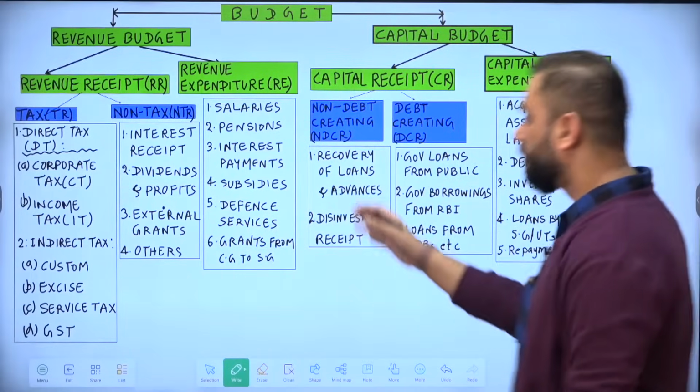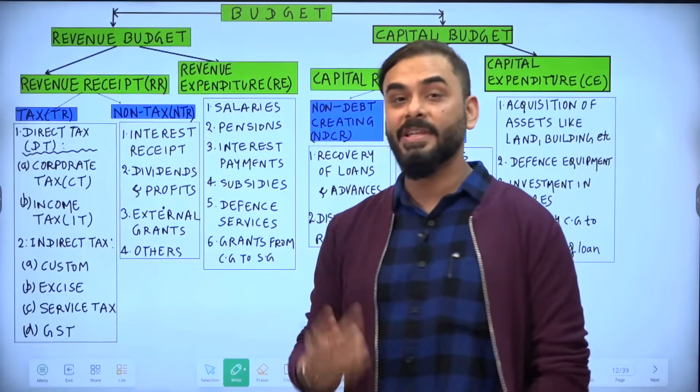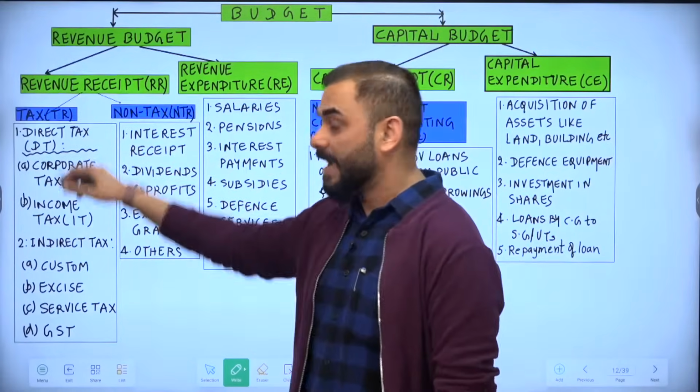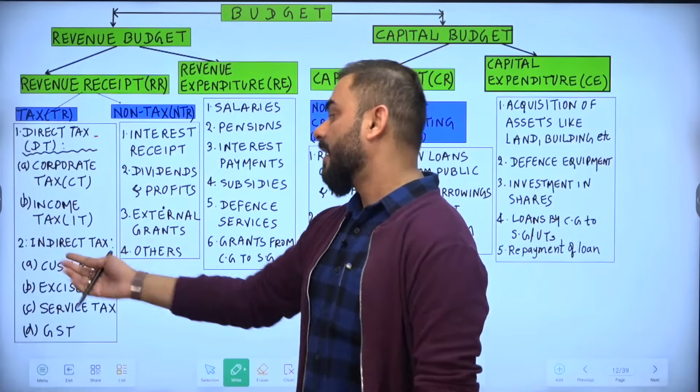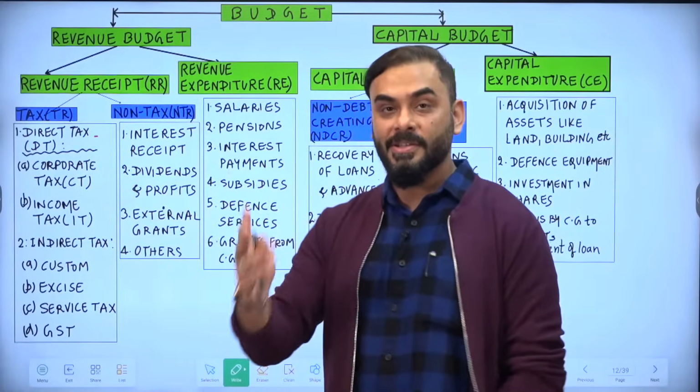Now, guys, look at this revenue receipt. Revenue receipt is of two types. There are two regular sources of income for the government of India. One is tax, and you understand two taxes, direct and indirect taxes, and there is non-tax. Non-tax, for example, the traffic challans, etc.